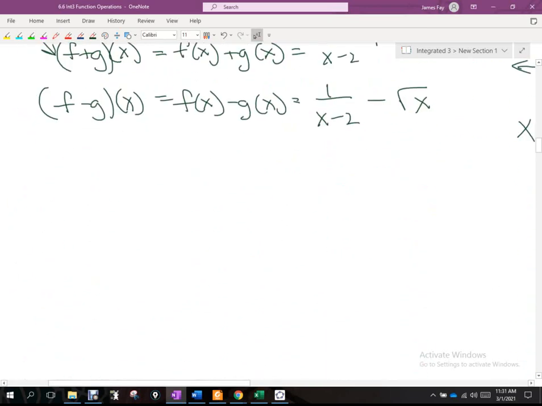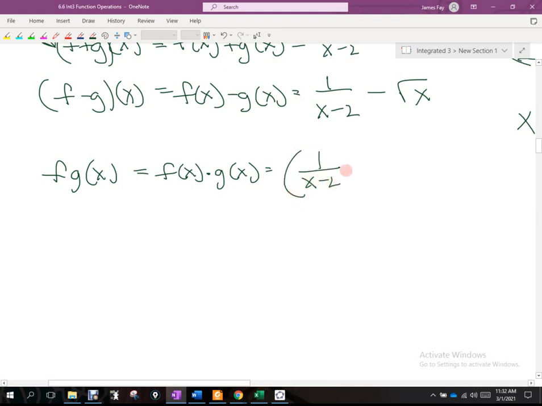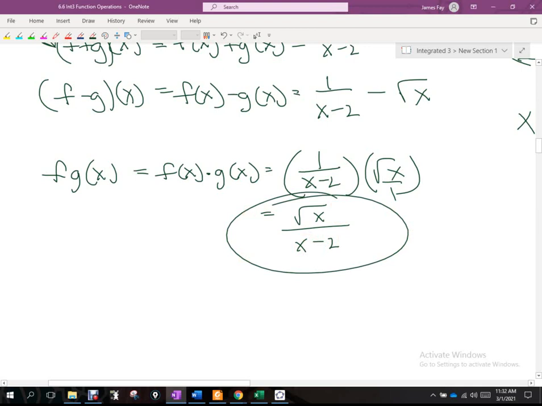Okay. Let's go f times g. That just means we take f of x, and we're going to multiply it by g of x. So that's going to give me 1 over x minus 2, multiplied by square root of x. You can leave it that way, but usually we do simplification with multiplication, because it's a fraction times a fraction. So you multiply straight across the top, 1 times radical x, and straight across the bottom, x minus 2. So that would be f times g. If we did g times f, it would be the same thing. Multiplication is commutative.